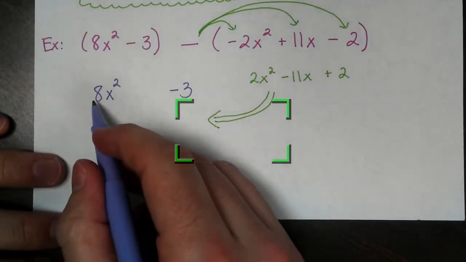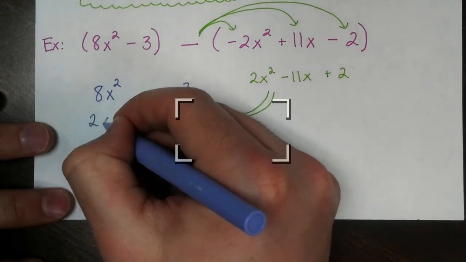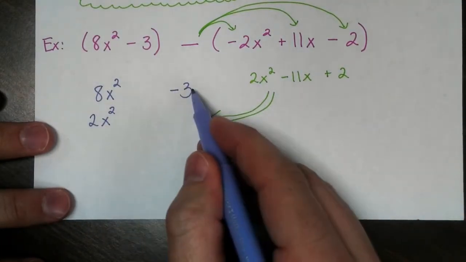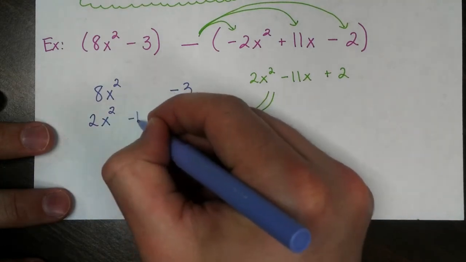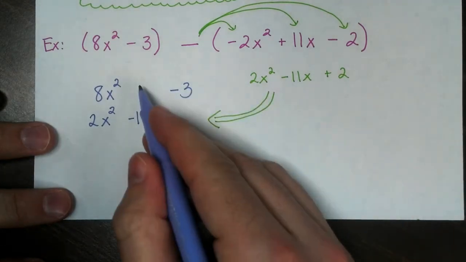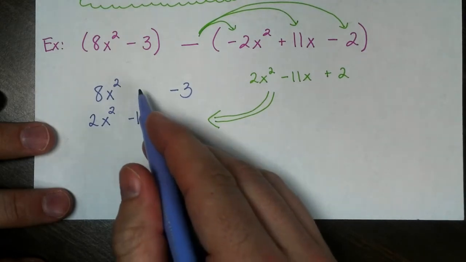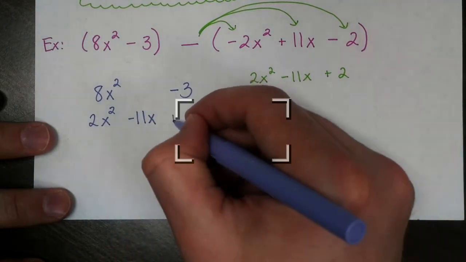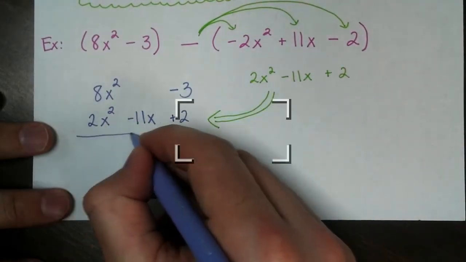So what goes with the 8x squared? Well, the 2x squared. The negative 11x doesn't go with this, so just to keep it in line here, it's going to stay with the x's there. Well, there's no x, but it'll be by itself. And then what does that plus 2 go with? Well, it goes with the minus 3, or the negative 3.